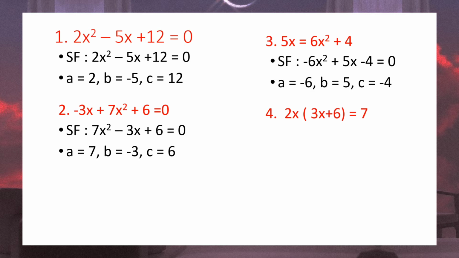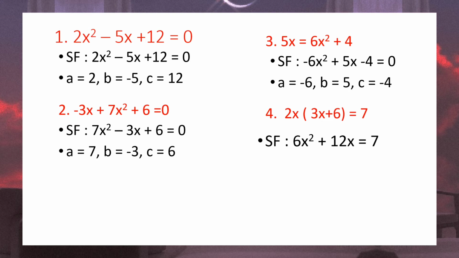And in item number 4, as you can see, this is not written in second degree power of polynomials. So we will simplify this first before we can write this into standard form and identify the values of A, B, C. In this situation, you have tackled this when you were in grade 7, multiplying monomial by binomial. So we will multiply or distribute 2x to 3x and 2x to 6. By multiplying it, we will get 6x squared plus 12x equals 7.